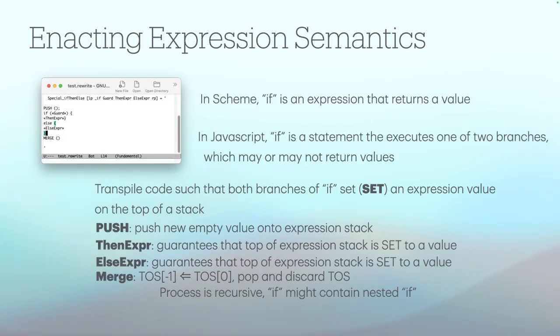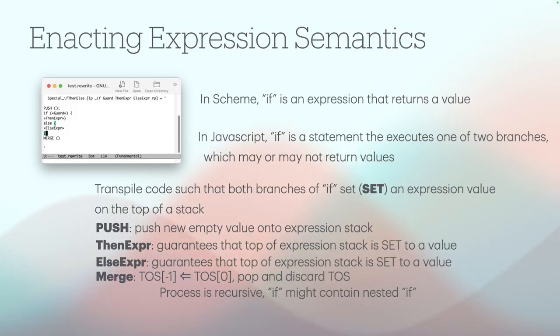To map Scheme expression semantics onto JavaScript statement semantics, we use the helper functions and guarantee that the then part and the else part set the topmost expression to a correct value. The whole JavaScript if statement is bracketed by a push and merge set of operations. Push creates a slot where the then part and else part can leave results. Merge is used to promote the final value to the next outer bracketing expression value. The code might contain nested ifs, so we need to deal with this in a recursive manner.